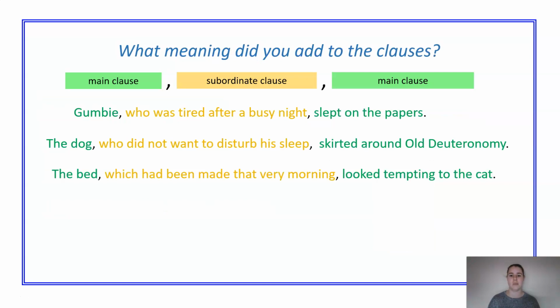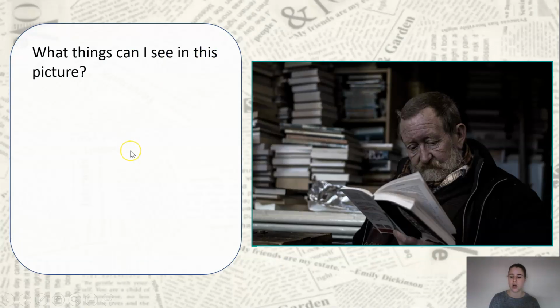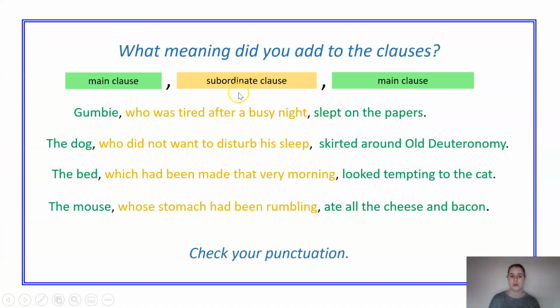Here are some of the examples that I came up with. You can see I've added my subordinate clause in the middle, and they're all relative subordinate clauses because they all start with a relative pronoun. Now I'm checking my punctuation. I need to make sure that I have a comma between my main clause and my subordinate clause. So pause the video and double check that you've used the correct punctuation.